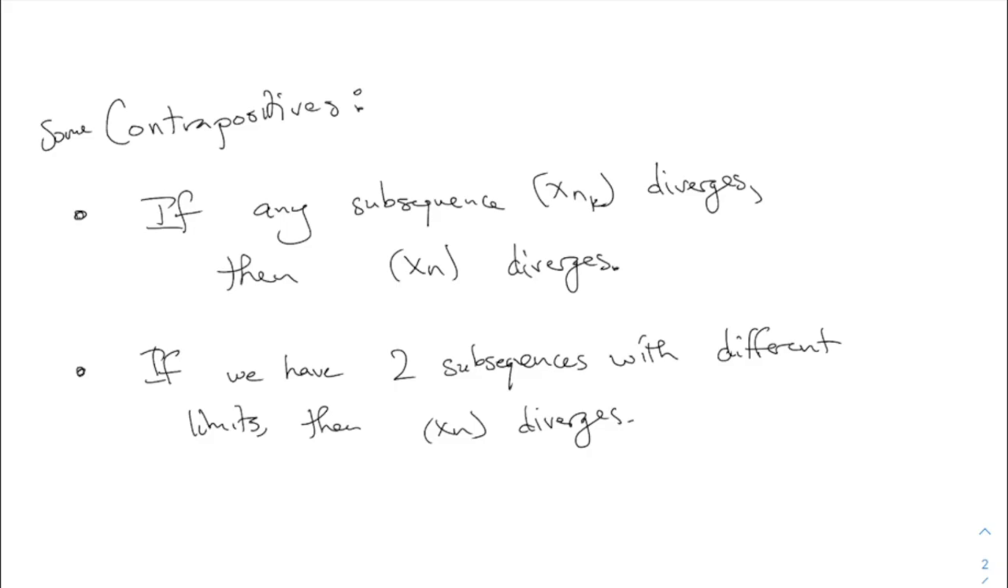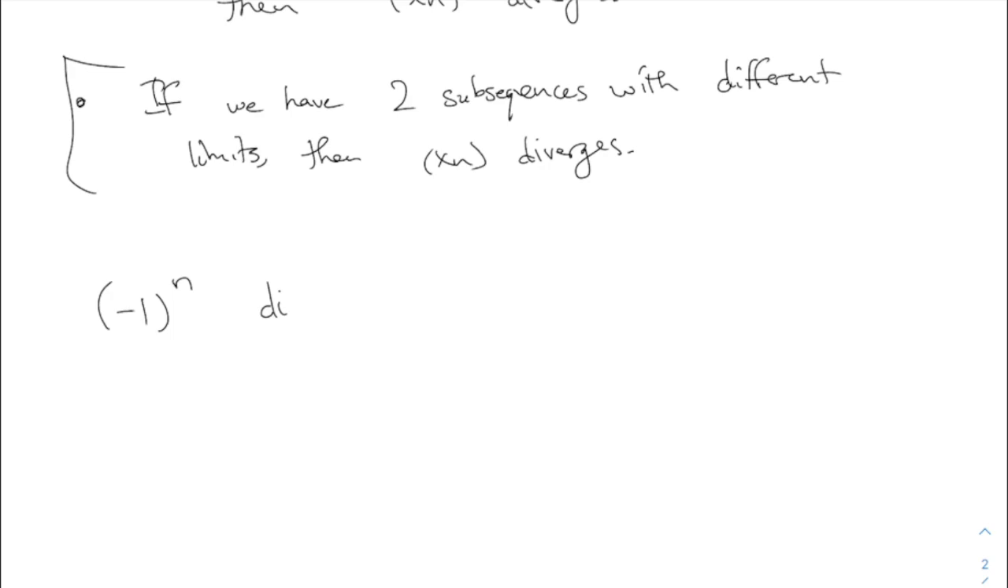This second one is actually super useful for showing that things diverge. We did one example of showing something diverged by doing some weird negation of all the quantifiers. That's kind of a pain to do, but this is fairly simple. Remember that same example? This diverges. How could you argue that? We can do this without using the epsilons or anything. All we have to do is find two subsequences with different limits, and then x_n diverges.